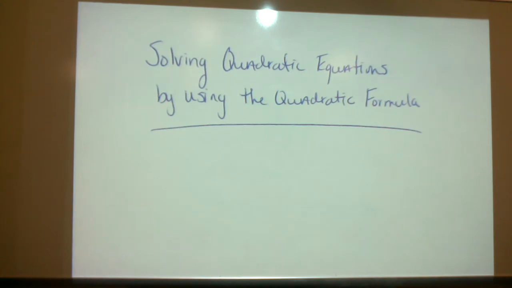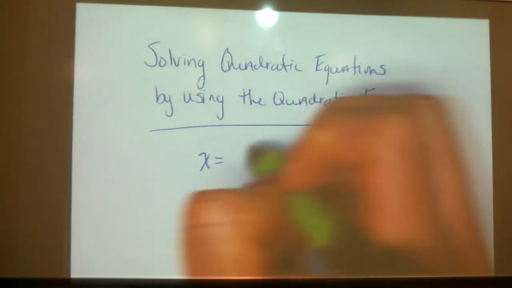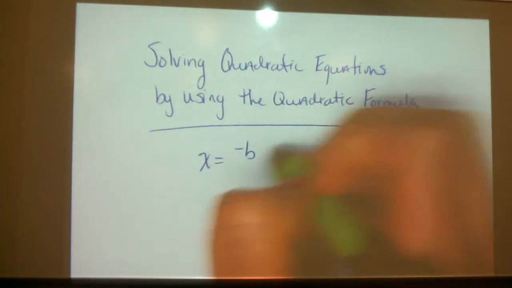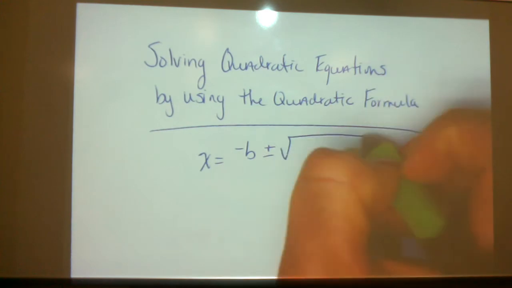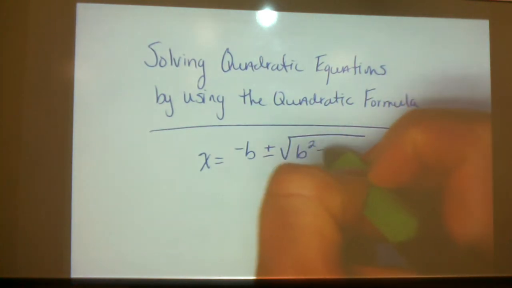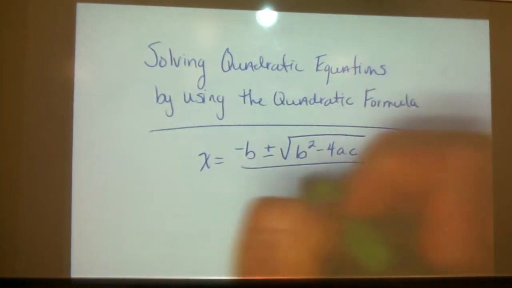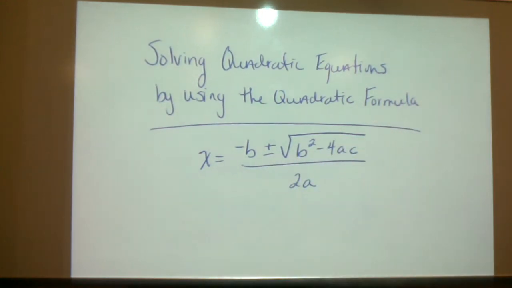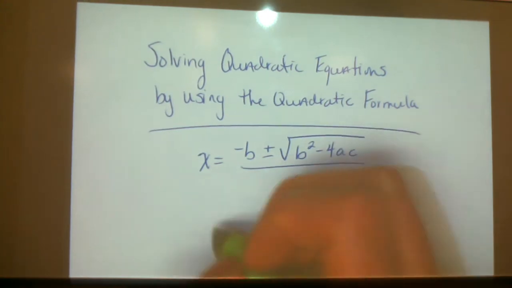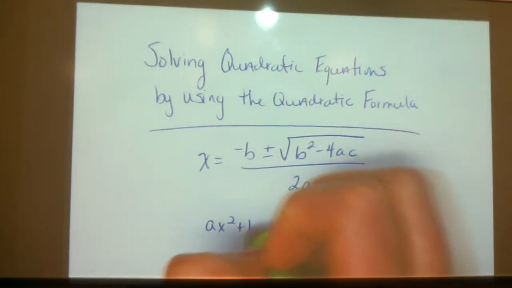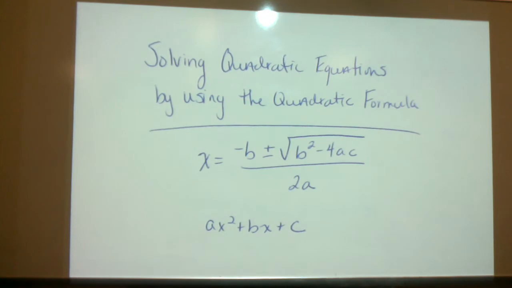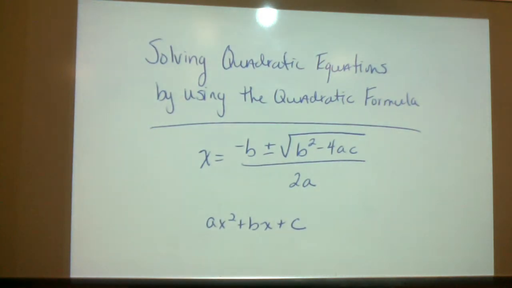So, this formula is, I'm going to just give it to you, x is equal to, which is our solution, negative b plus or minus the square root of b squared minus 4ac over 2a. And this formula only works when the equation is in standard form. So your equations need to look like this: ax squared plus bx plus c.